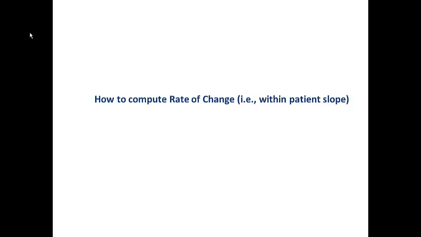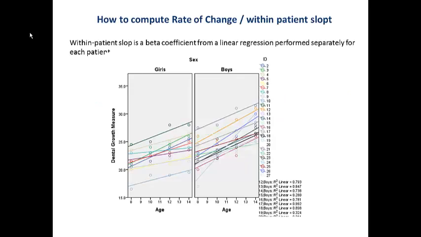Next, I will show you how to compute average rate of change over time. So this is a plot of individual growth measurements for each individual. You have a different color for each individual boy and girl.